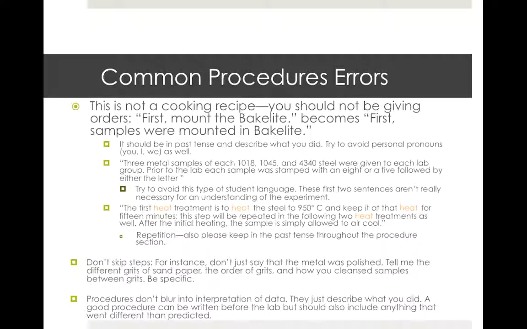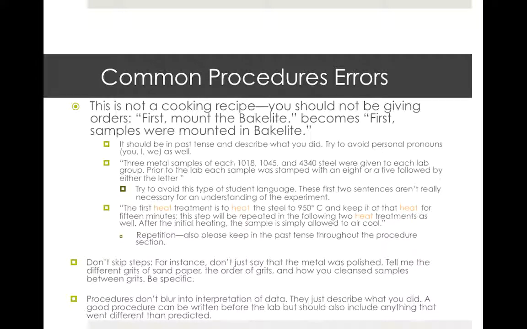Another common error in procedure sections is bad repetition. The first heat treatment is to heat the steel to 950 degrees Celsius and keep it at that heat for 15 minutes. This step will be repeated in the following 2 heat treatments. So you see how heat is repeated like 4 times in this sentence. In general, in your writing, you want to avoid that kind of repetition.